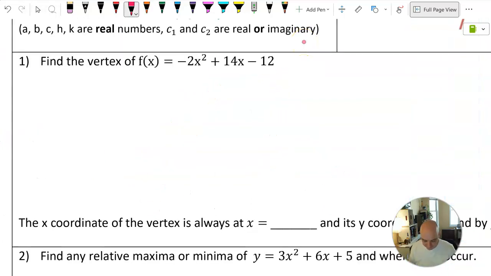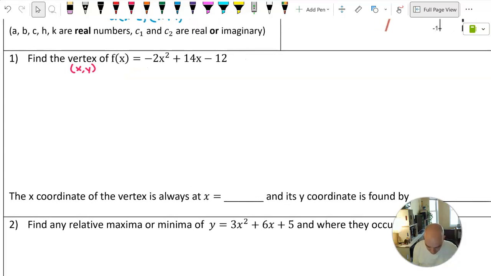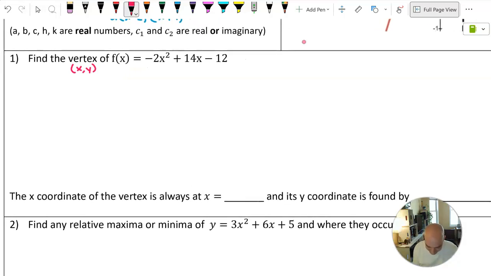This problem would like us to find the vertex of this function f of x. How are we going to do that? Well, the vertex we need to find its x and y, so we're looking for a pair of coordinates. The good news is we already know all we need. The x-coordinate of the vertex is always going to lie on the axis of symmetry. So whatever this parabola is, oh, that's not the axis of symmetry.